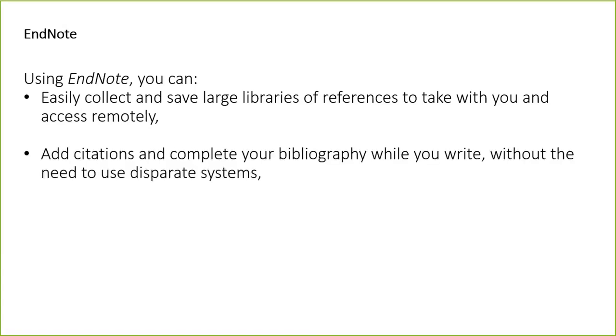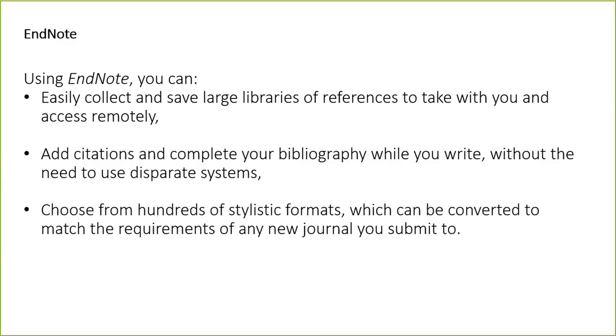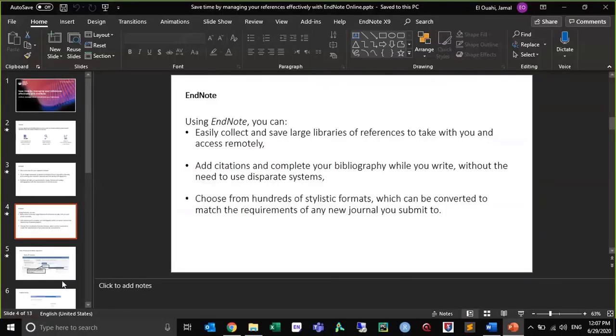You can add citations and complete your bibliography when you write your paper, which is quite easy. You have access to hundreds, actually thousands, of styles that can be used when you write a paper, and that can be automatically converted when you want to submit your paper to a journal or to a publisher. The publisher would mention, okay, we require style ABC, then you would just browse the style, convert, and format the references automatically. So let me go directly to the platform.